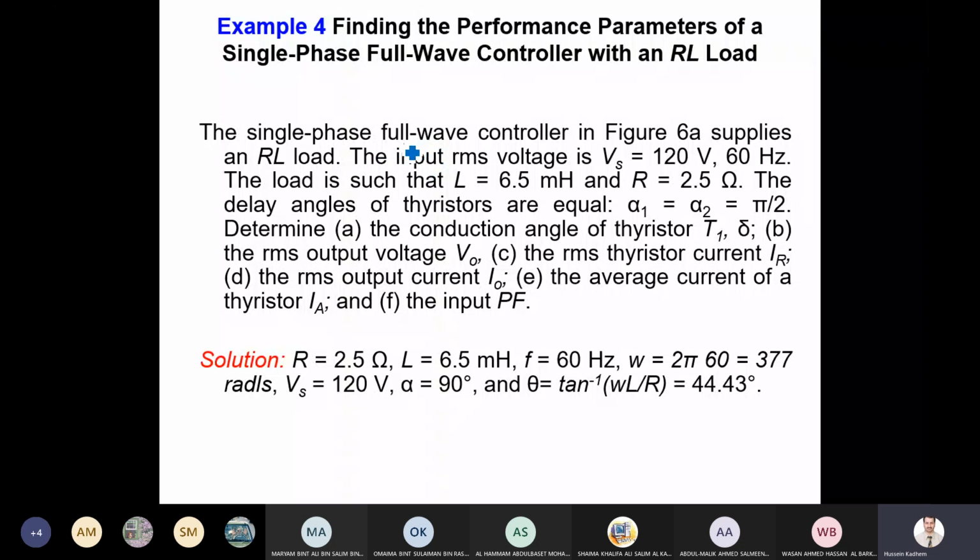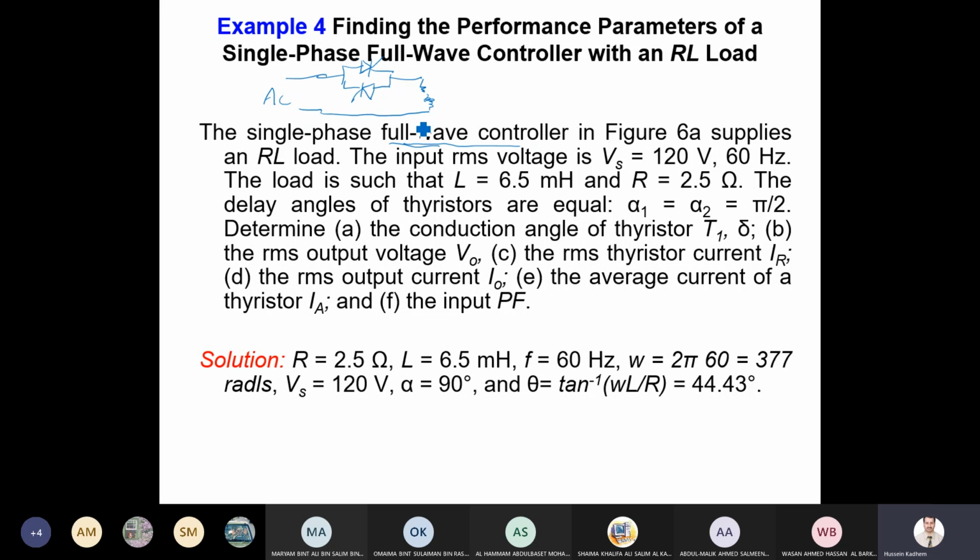Single phase, full wave controller. Single phase means one phase AC, in this way. Full wave means I will control the two parts of the waveform. So if I want to sketch it, I will sketch it in this way. Supply, there is resistance, there is inductance.